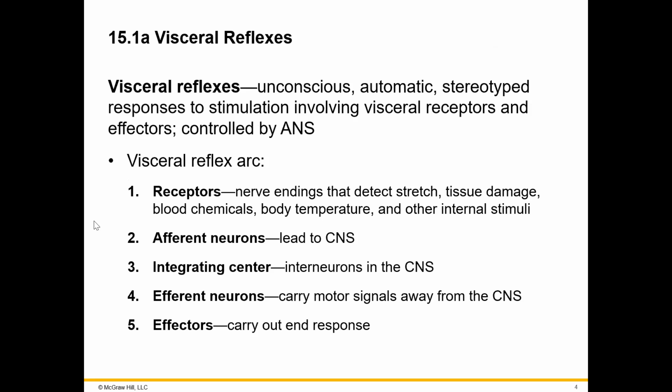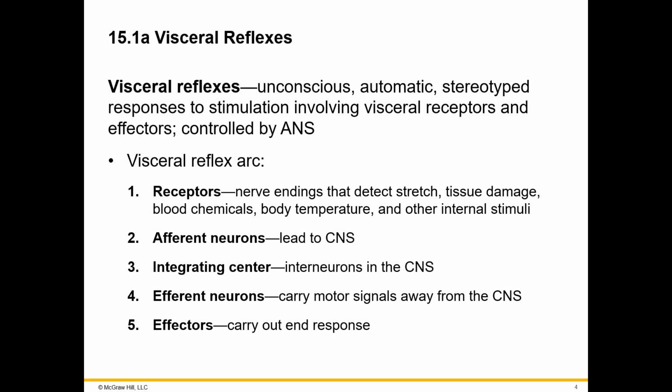So the visceral reflexes are unconscious, meaning involuntary, automatic. They happen regularly and they do not need intervention. They auto-regulate themselves. And they're stereotyped. What does stereotyped mean? There are stereotyped responses to stimulation involving the visceral receptors and effectors. What does it mean when we say that the reflex is stereotyped? It always does the same thing. Excellent. So the knee-jerk reflex is a stereotyped reflex.